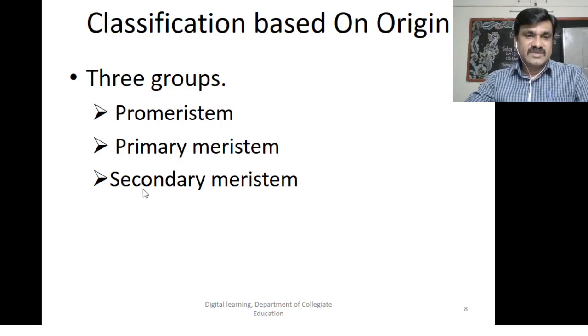So examples for secondary meristem are cambium, cork cambium or intrafascicular cambium, like that. Then what are the examples for primary meristem? It is nothing but the apices of stem, root, and vascular meristem, all these things. So these are primary meristems.